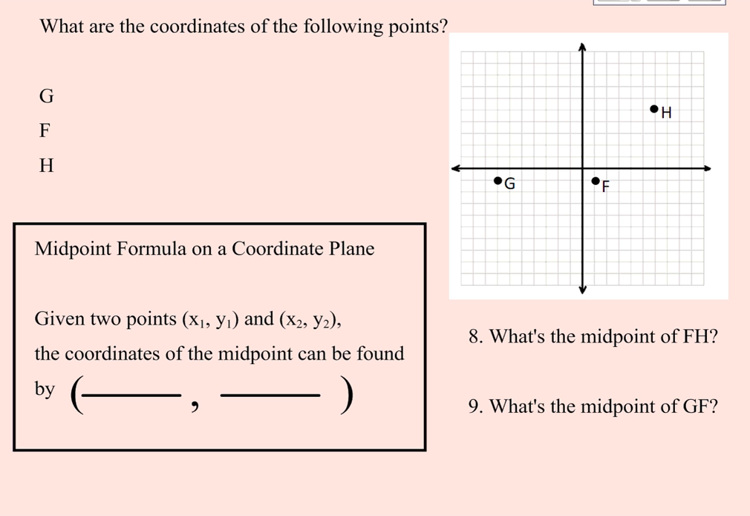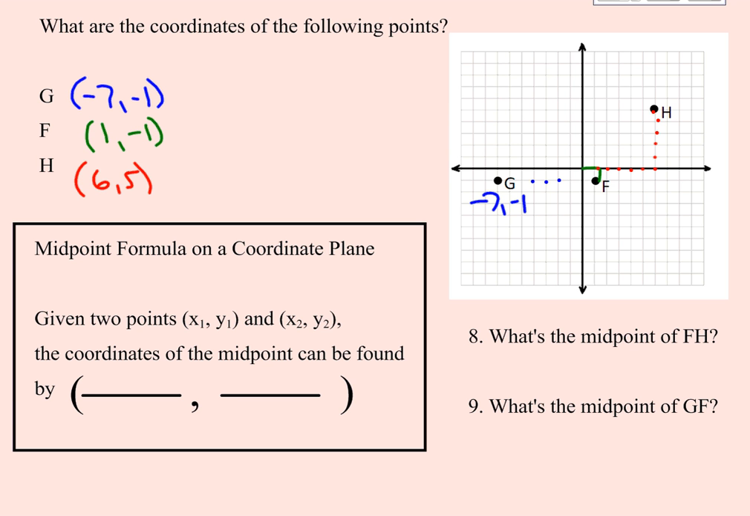So what are the coordinates of the following points? Take a look at G, F, and H. G is going to be at 1, 2, 3, 4, 5, 6, 7, down 1. So G is going to be at -7, -1. F, real simple, 1, -1. H: 1, 2, 3, 4, 5, 6, and 1, 2, 3, 4, 5, is going to be at 6, 5.